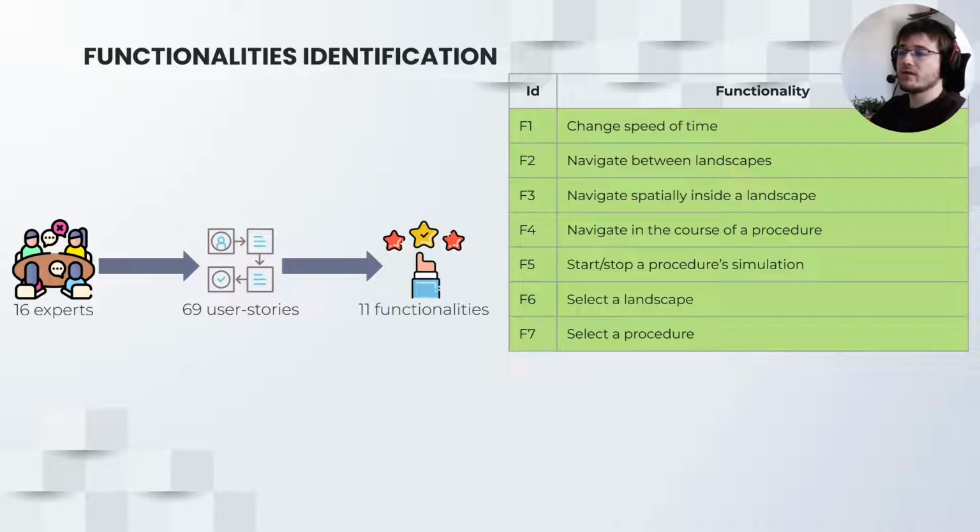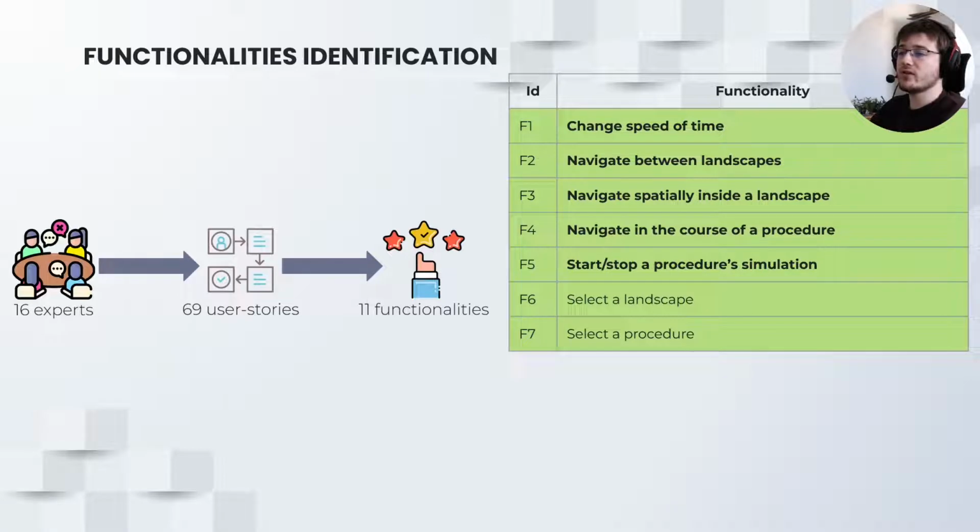These functionalities allow the users to interact with the speed of time inside the digital environment, navigate between different time periods that we call landscape, and navigate spatially inside these landscapes to observe different parts of the environment. Users can also interact with the procedures. They can navigate in the course of a selected procedure or start its simulation in the virtual world.